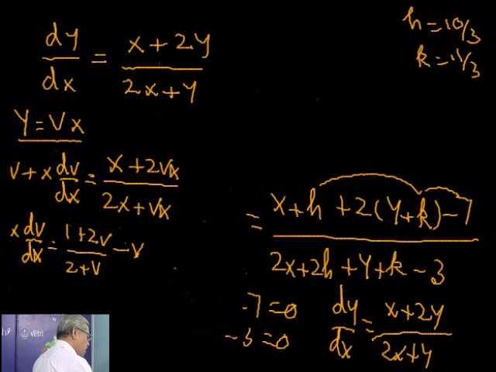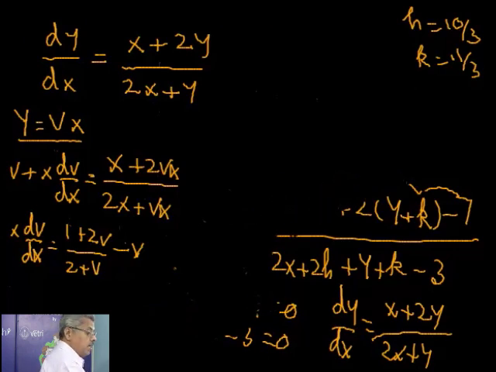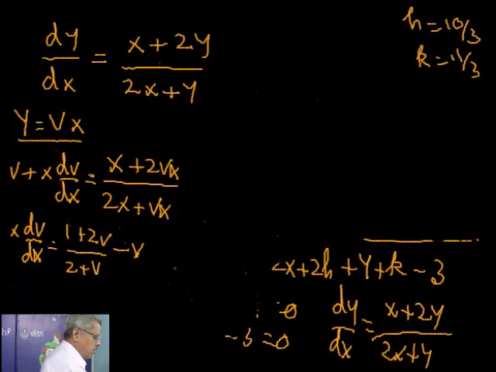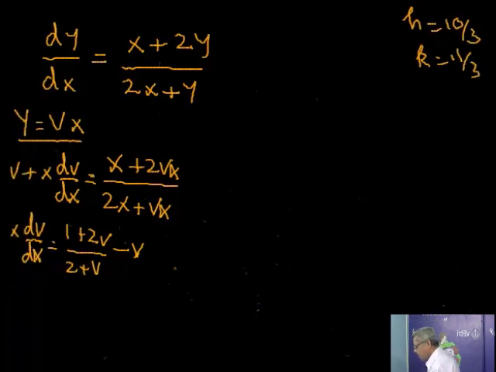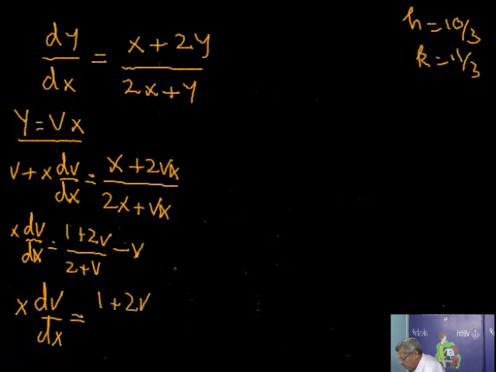Because we require all these things, we require h, we require k. So h is 10 by 3, k is 11 by 3, everything we require. That's why I am not erasing completely. Now, what happens? You take a 2 + v LCM. X dv/dX is equal to, you take 2 + v LCM, you get (1 + 2v - 2v - v²)/(2 + v).